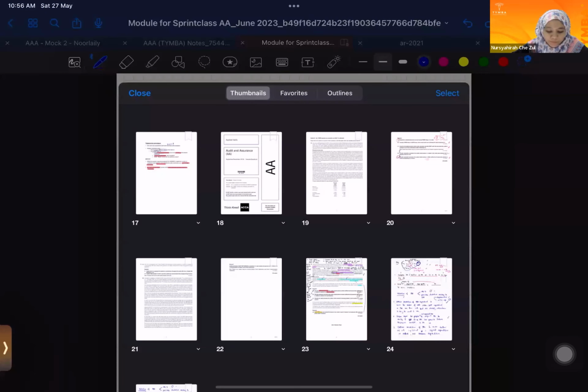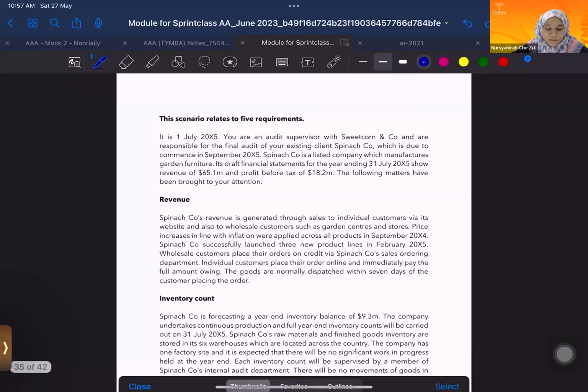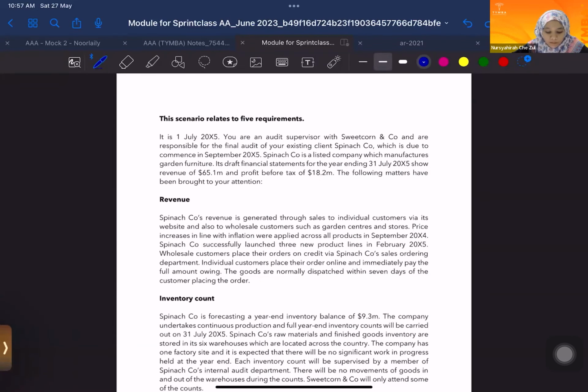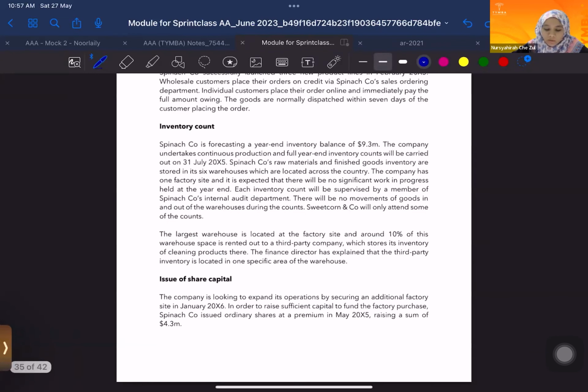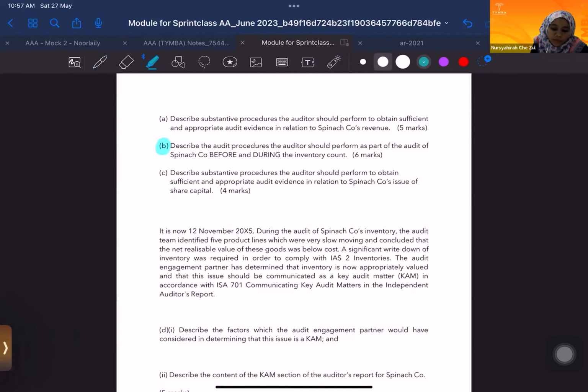Okay, this question right here is a question in your module, a second substantive procedure question. So I want you to bring your attention to this one, the second one, inventory count. Okay, so let's look into the requirement first. Alright, requirement B. Describe the audit procedures.